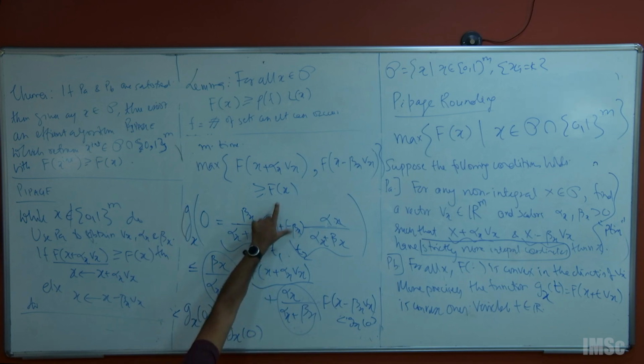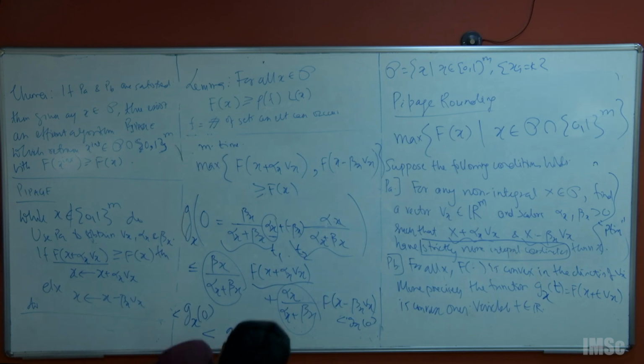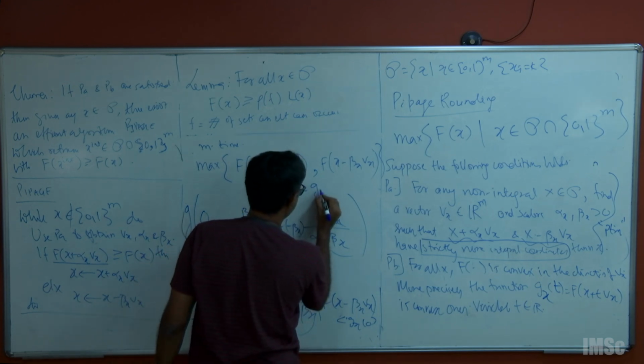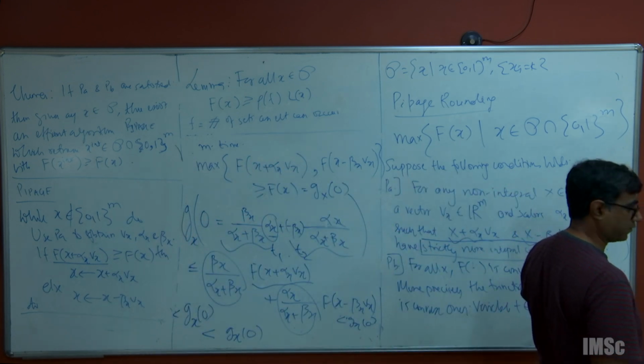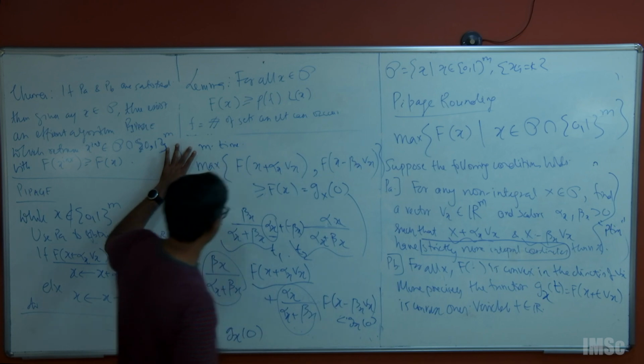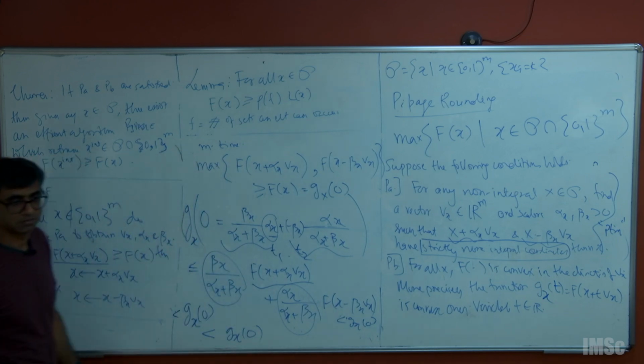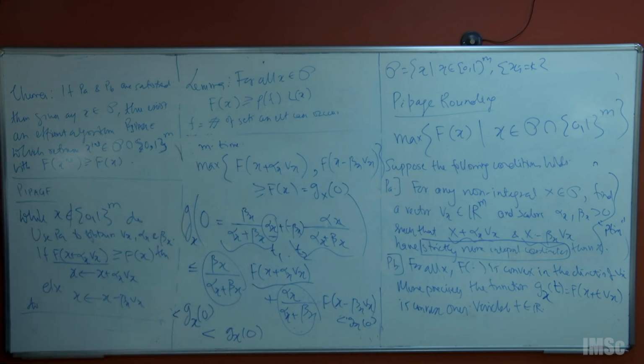But what is gx of 0? It is nothing but f of x. Because if I substitute 0 here, I will get f of x. So I have shown this. That's it. There is nothing more to it. So this is what Pipage rounding does.